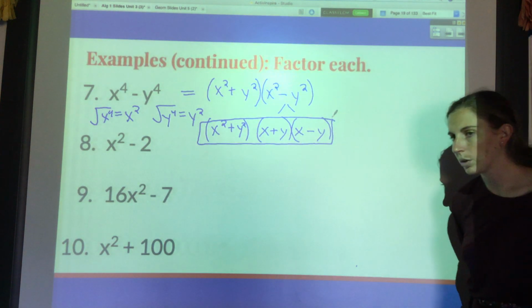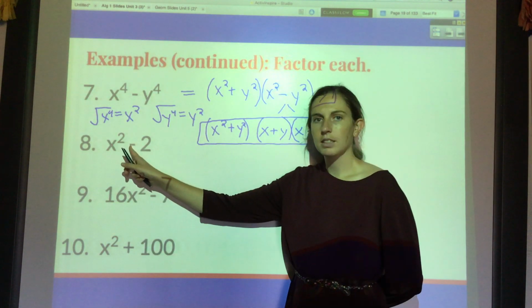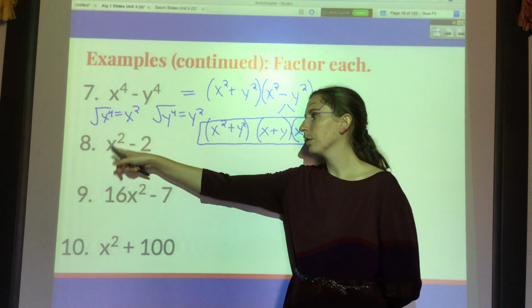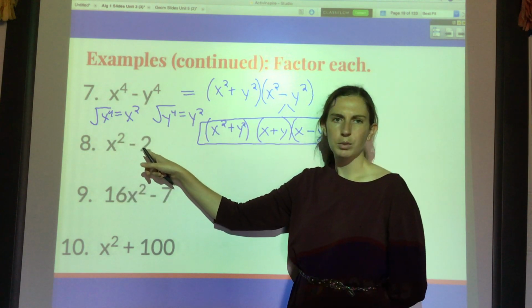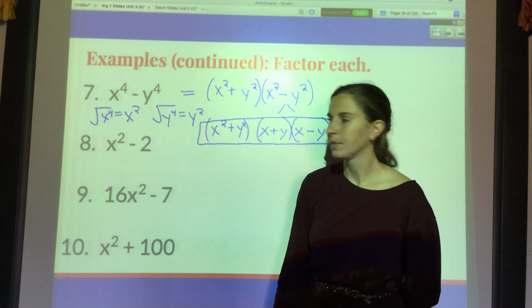All right, on the next one, this is the difference, but it's not two squares. I can square root this, but I can't square root 2. So that one is not factorable.